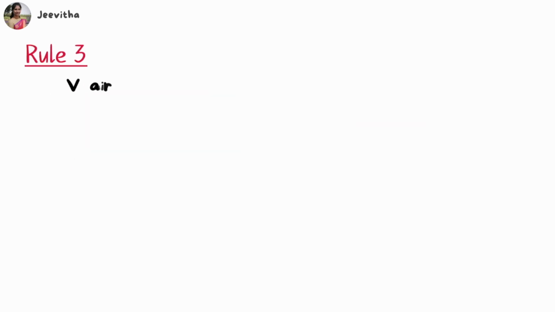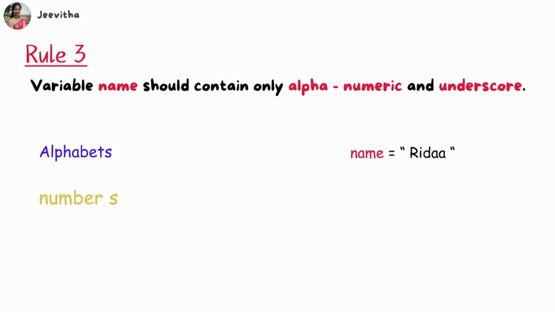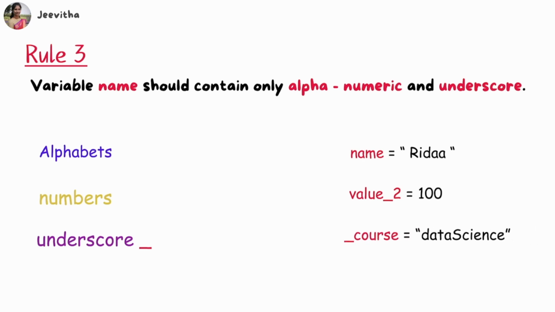Third rule: a variable name should contain only alphanumeric characters and underscores. Whenever you are creating a variable, remember this rule. It should include only alphabets, numbers and underscores. When I say alphabets, it can be something like name equals Rida. It has only alphabets. When I say numbers, you're not supposed to start your variable name with a number, but your variable name can include a number in any position except the first. You can also create your variable with an underscore, something like _quotes equals data science.